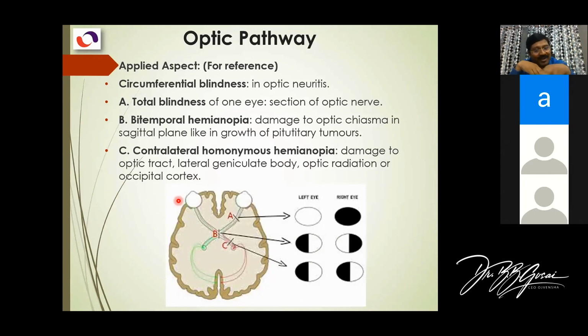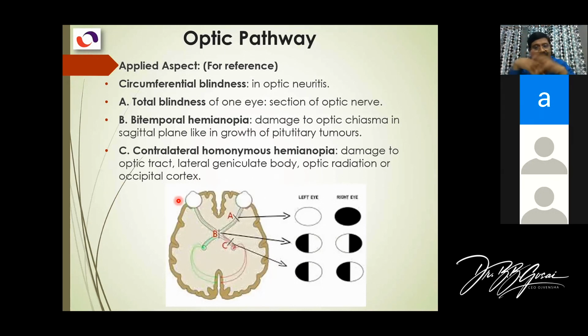C is for optic tract or optic radiation or visual area. Clear? What will happen? Contralateral homonymous hemianopia. If it's the right side, the left half of the fields of vision of both eyes is lost. So we call it contralateral because it is opposite. This is the side, this is the field. Homonymous means similar, hemi means half, anopia means loss of vision. So contralateral homonymous hemianopia is due to damage to the optic tract or optic radiation or visual cortex.